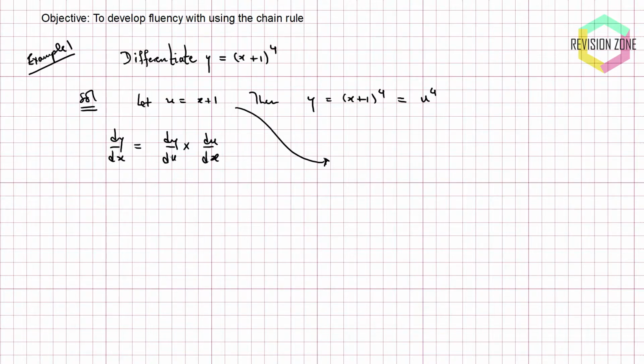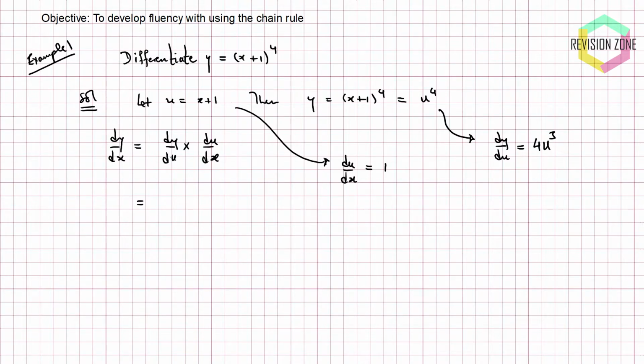Well, I've got my u, so I can say my du/dx is obvious. It's just going to be 1 because x plus 1 differentiates to give me 1. And I've got my y as a function of u, so I can say my dy/du differentiates to give me 4u cubed, right? By standard rules for differentiating polynomials.